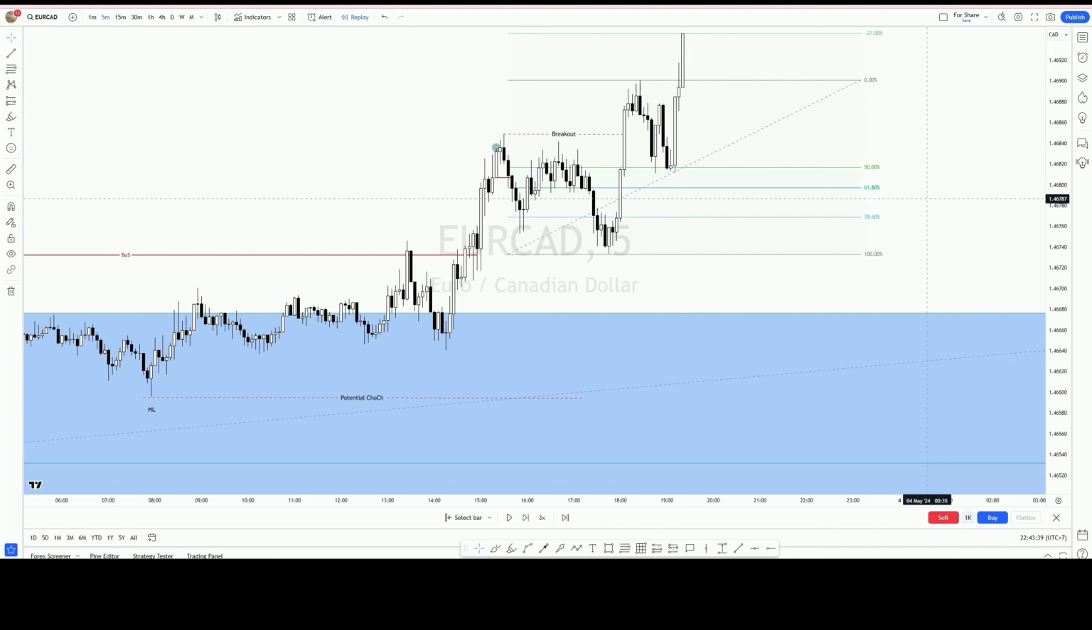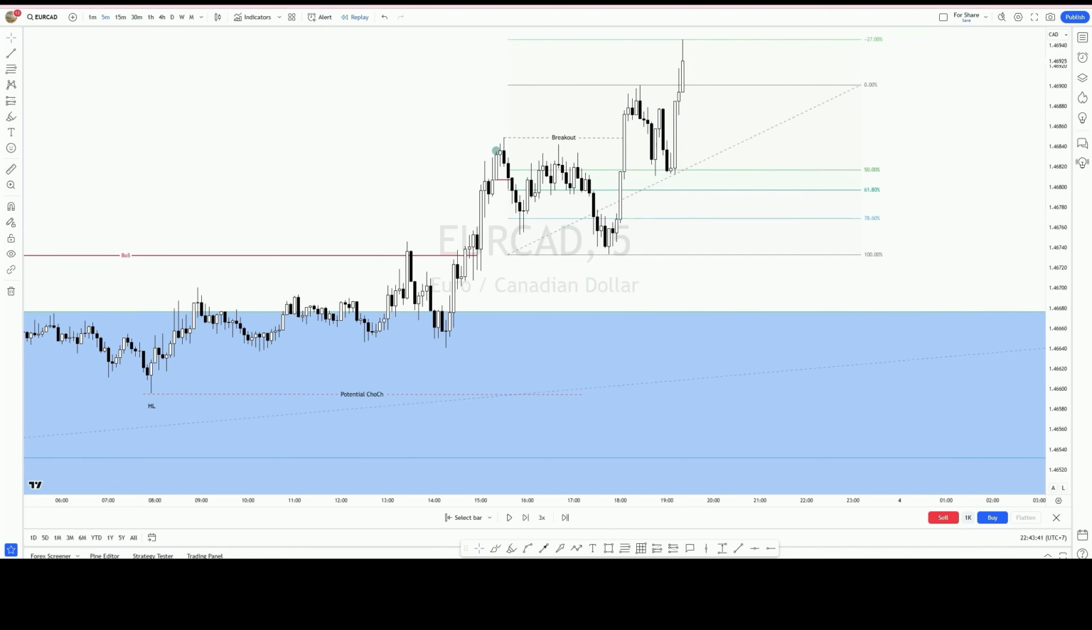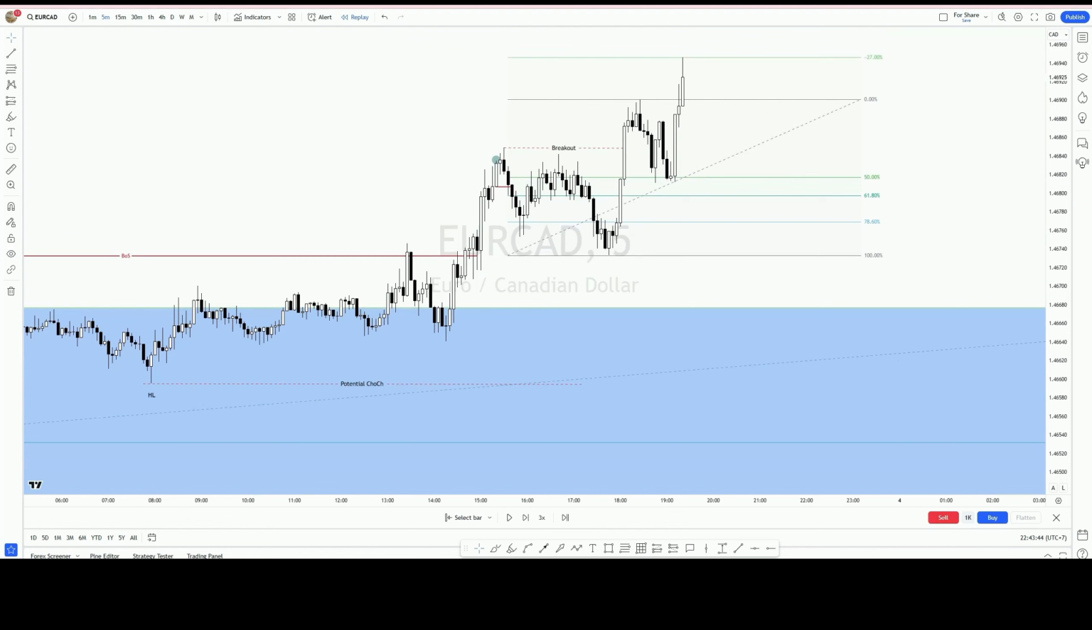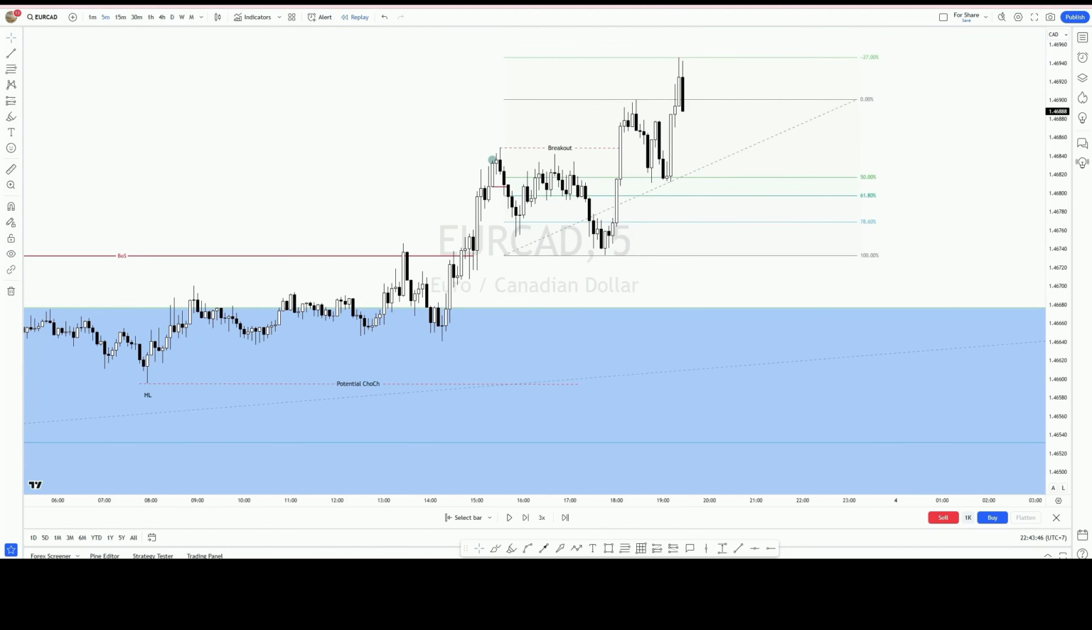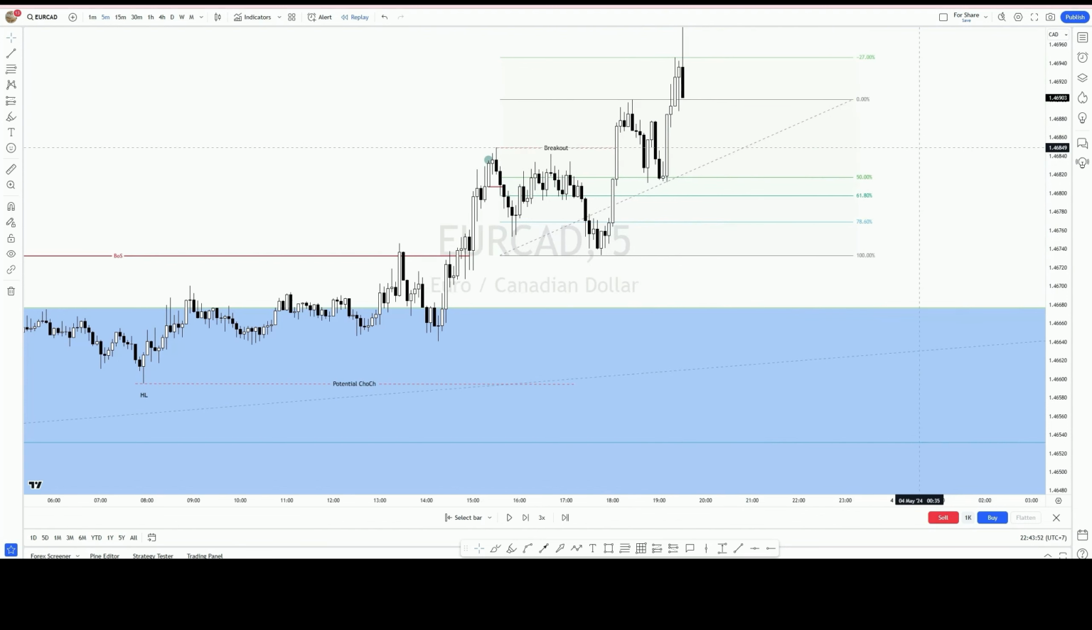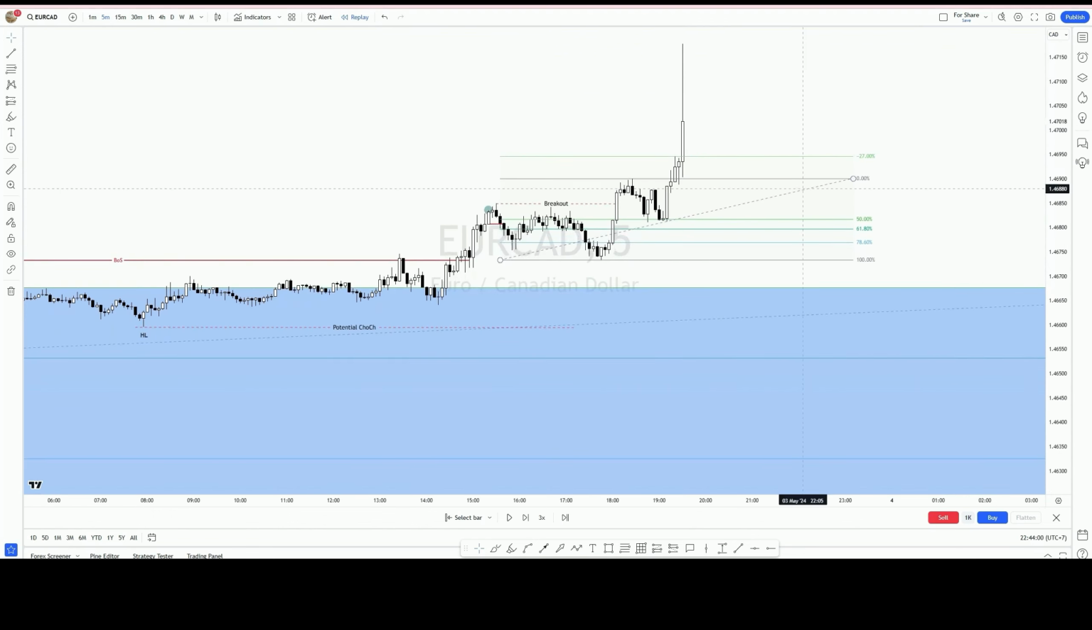Whoa. Okay. The market is moving strong up. That's why it didn't reach or go below the 50%. Instead, it just touched the 50% and then retraced up again. That was a strong movement.